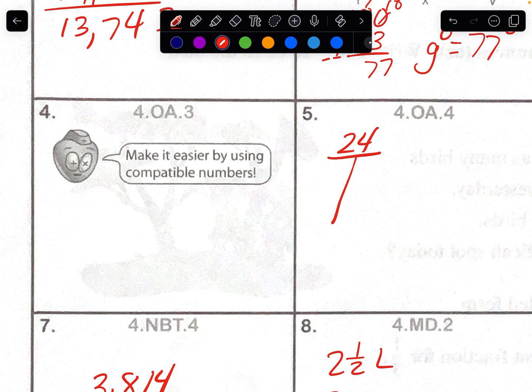All right, number 4. We have a word problem. He's making hot dogs for a party. I want to know how many hot dogs were made all together. Your little robot in the corner says make it easier by using compatible numbers.